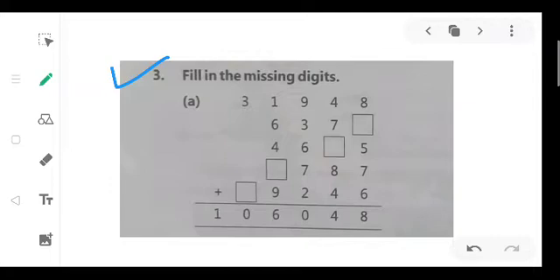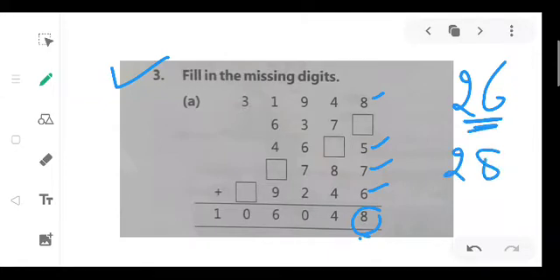First of all, we will add the ones place digits. The given digits are 8 plus 5, 13, 13 plus 7, 20, 20 plus 6, 26. But here it is only 8. Is it possible that here is 8? No. It should be greater than 26. So it will be 28.